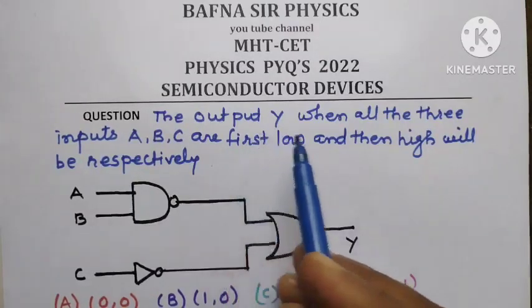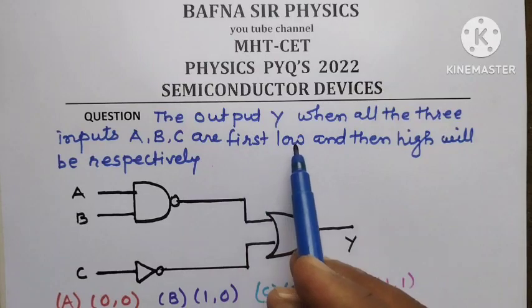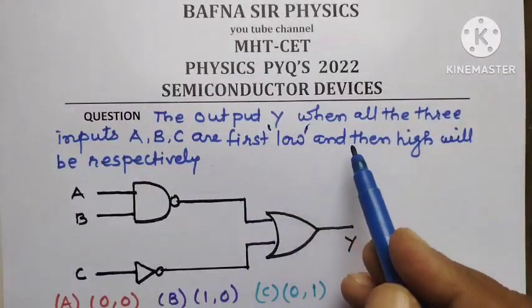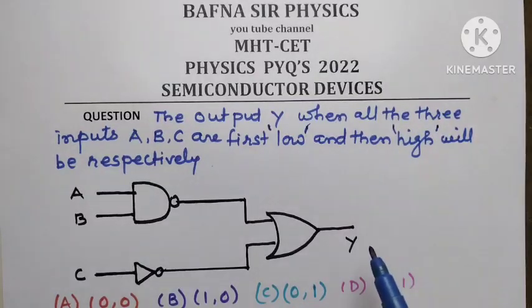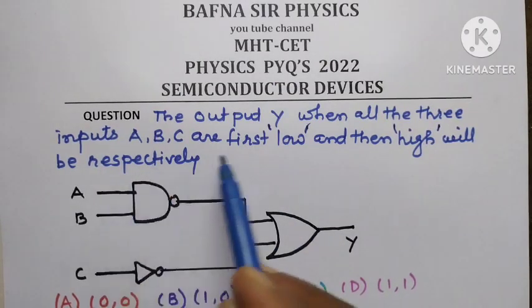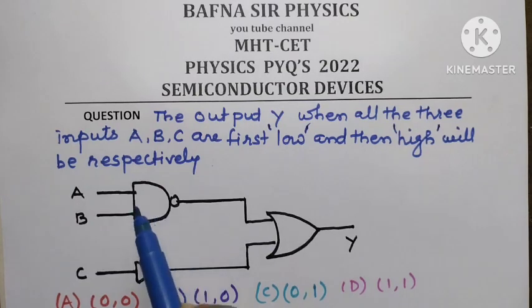The output Y when all the three inputs A, B, C are first low. Low means first all the three inputs are 0 and then high. High means they are kept at one level, respectively. So here you are given a simple logic circuit. Let us identify the different logic gates.